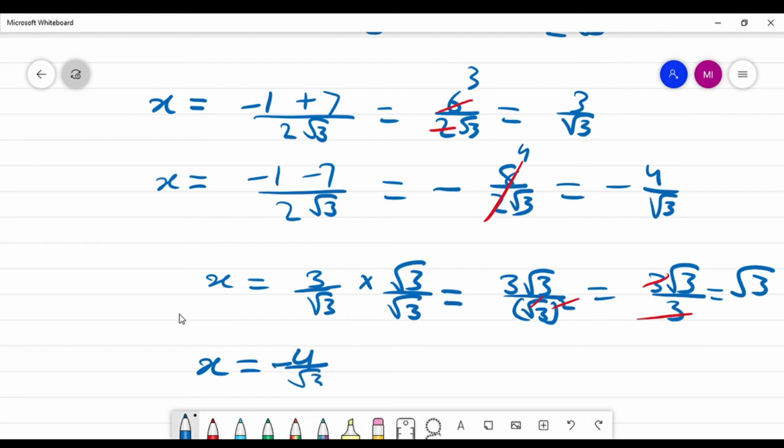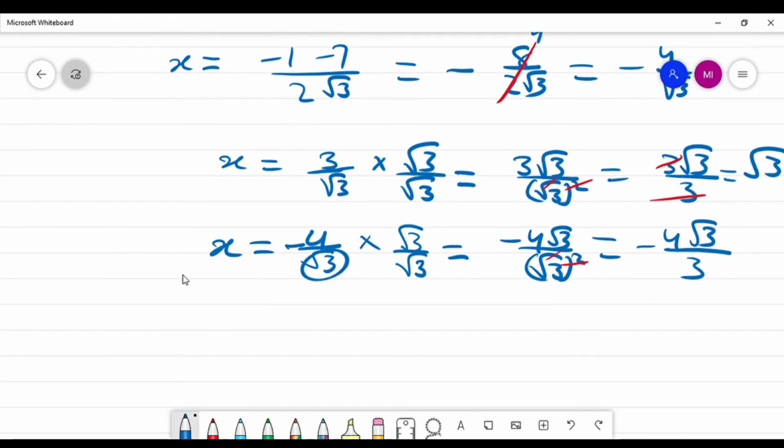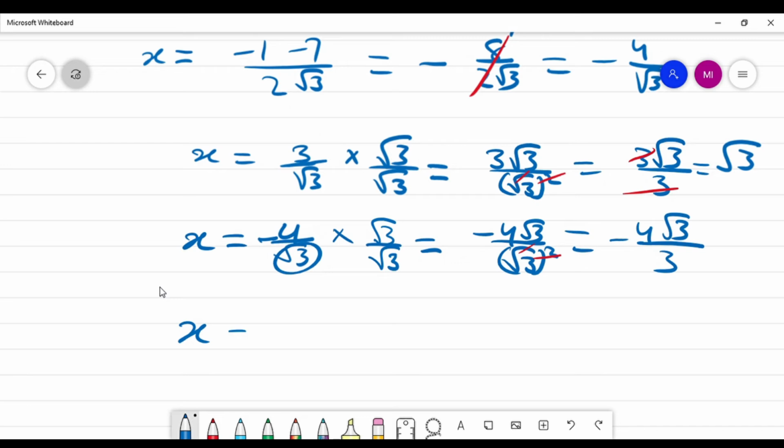-4 over under root 3 multiplied by under root 3 over under root 3. So we're just multiplying the number by its denominator. Its denominator is under root 3, and we're going to put that in the numerator and the denominator. So we get -4 into under root 3 divided by under root 3 squared again. The square and the under root are going to cut out, and we get -4 under root 3 over 3 as the second value. So x is equal to under root 3 and -4 under root 3 divided by 3.